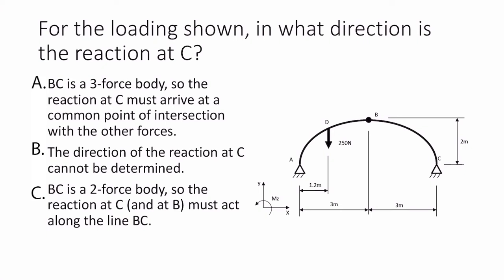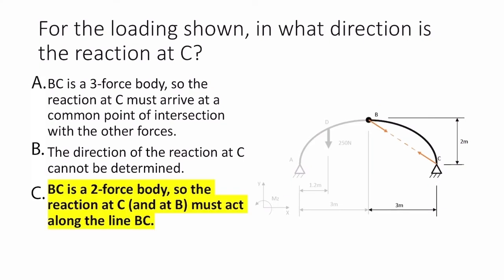For the loading shown, in what direction is the reaction at C? We will now look at the right piece of the structure. There is a pin connection at point B, therefore it will result in a horizontal and vertical force, which will result in a diagonal force at point B. And at point C, it is also a pin connection, which will result in the same as point B. As we drew in the diagram below, this will be a 2-force body. Therefore, the reaction at C and at B must act along the line BC, which makes the last one the correct answer.